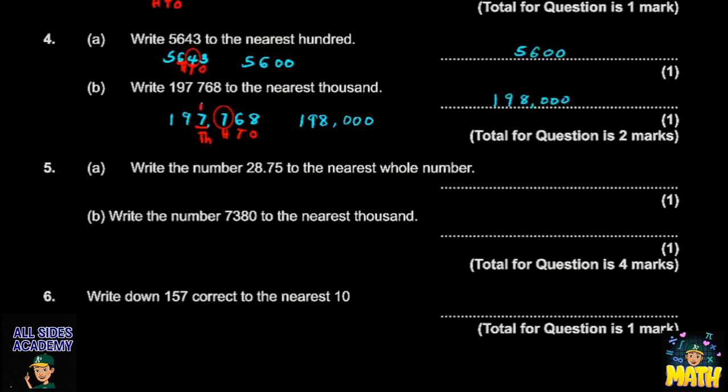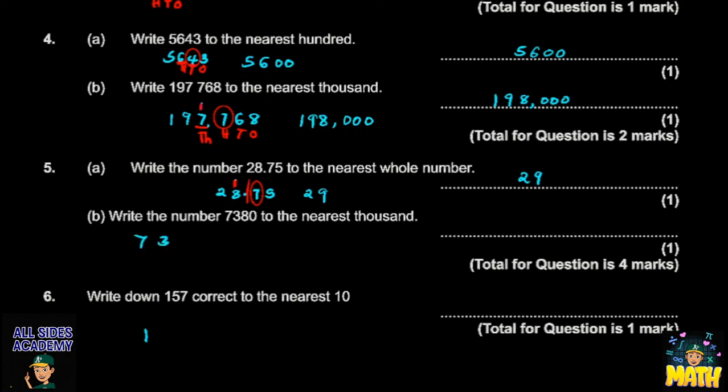Write the number 28.75 to the nearest whole number. So once again, this is 28.75. So make a boundary between the whole numbers and the decimal places. So you take note of the next number, that's the one in the tenths. It's 5 and above, so it's going to round the 8 up by 1. So we'll have that as 29.